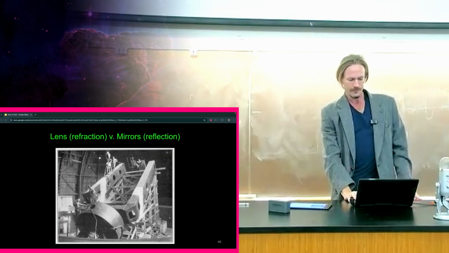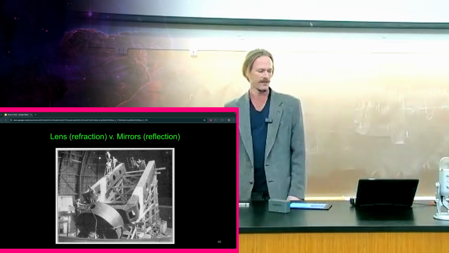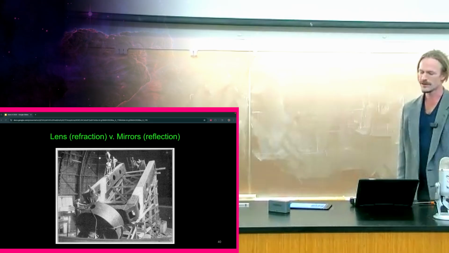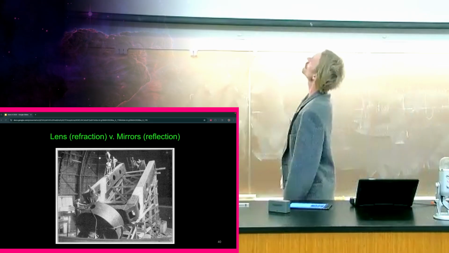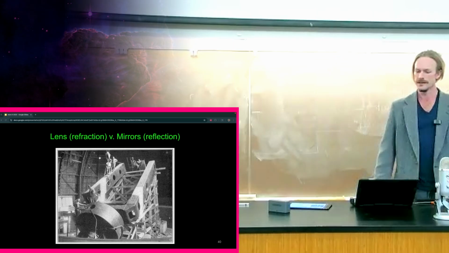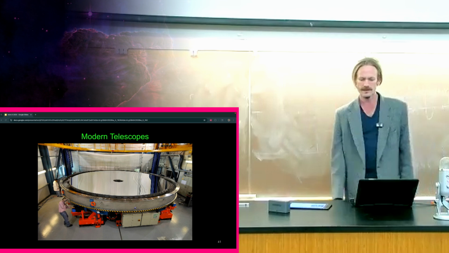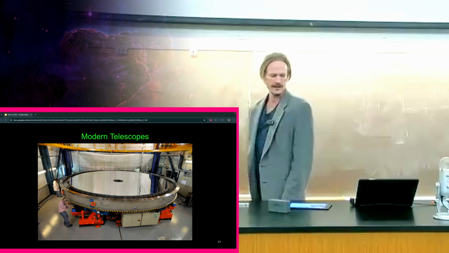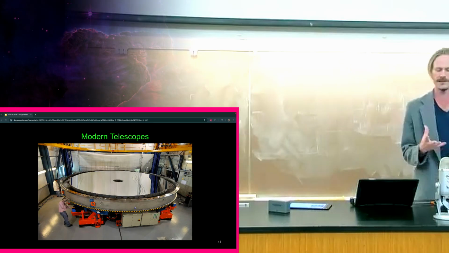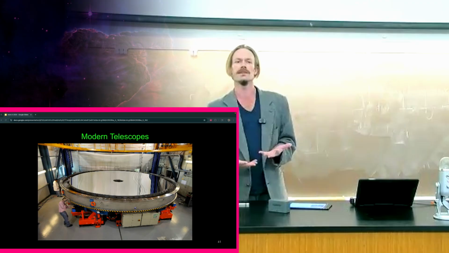Oh, by the way, I should have put this earlier, but this is a giant refracting telescope from Mount Wilson, I believe, in the early 20th century. They had these huge lenses. These things were super heavy and difficult, and they were dealing with this chromatic aberration. Whereas nowadays people just use these giant mirrors, right? Now, the other advantage, once you get a giant mirror versus a giant lens, is that they're a lot less heavy.